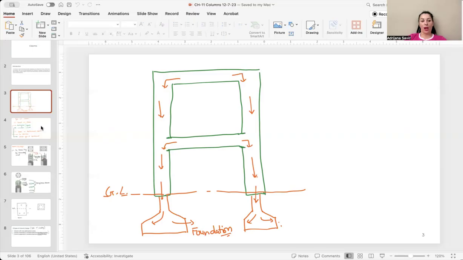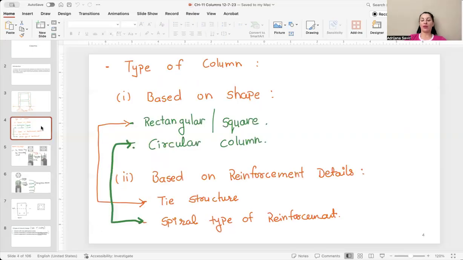So how can we divide the columns? There are different types of columns. Firstly, based on shape, we are talking about rectangular or square columns, and circular columns. The second type is based on reinforcement details. So we are talking about tied reinforcement or spiral reinforcement.